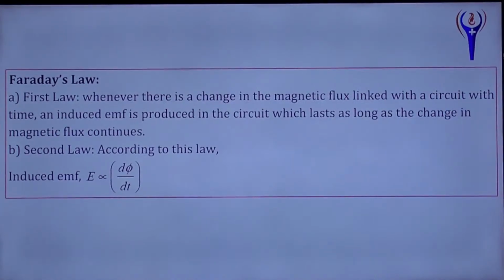And Faraday's second law. According to this law, induced EMF is proportional to d phi by dt, which is nothing but the rate of change of magnetic flux. Induced EMF is directly proportional to the rate of change of magnetic flux. That is equal to the induced EMF. E is proportional to d phi by dt, or E equals d phi by dt.